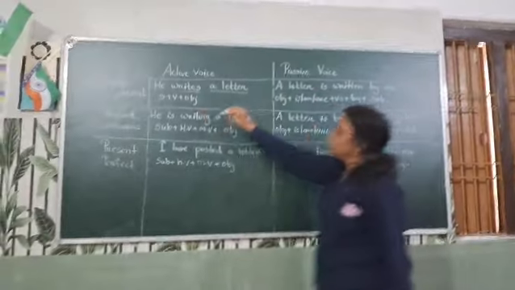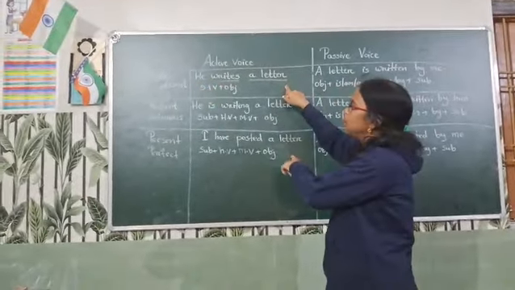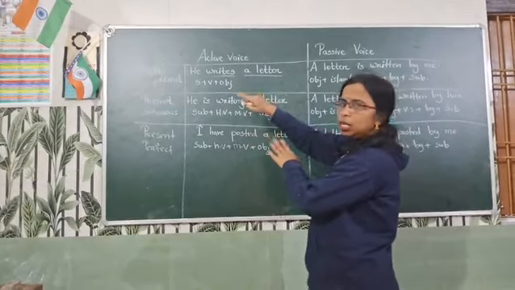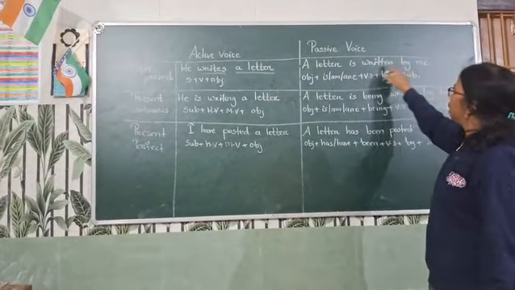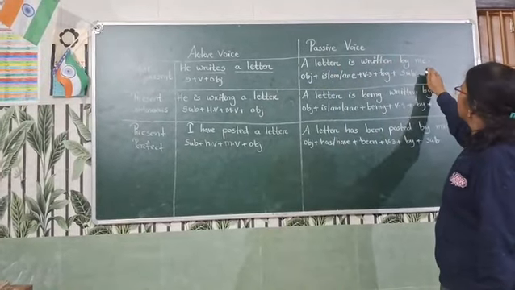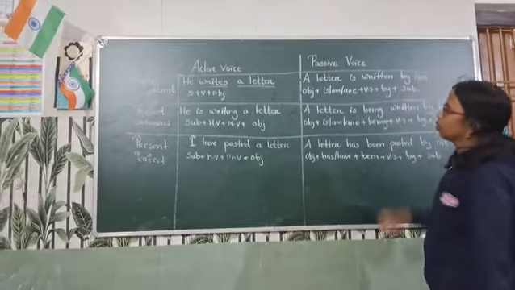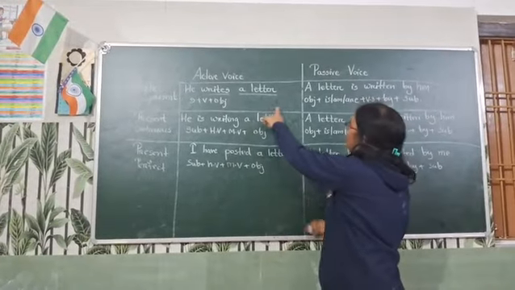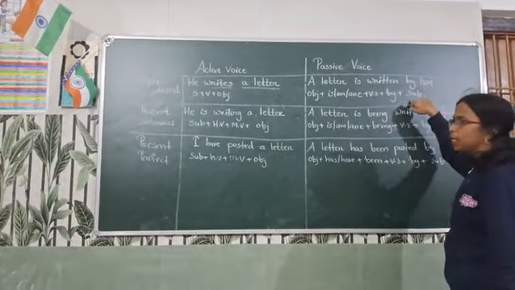What is the subject here? He. When he comes to the object place, the form will change. He becomes him. A letter is written by him. He writes a letter. The letter is written by him. This is the passive voice.